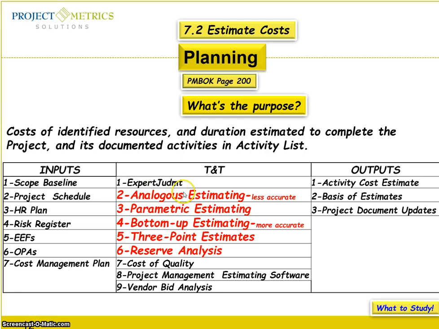Then, for tools and techniques, I'd like you to focus on the five parameters: analogous estimating, parametric estimating, bottom-up estimating, three-point estimating, and reserve analysis. The outputs we're going to get are the activity cost estimates, the basis of estimate, and then we are going to update the project documents.